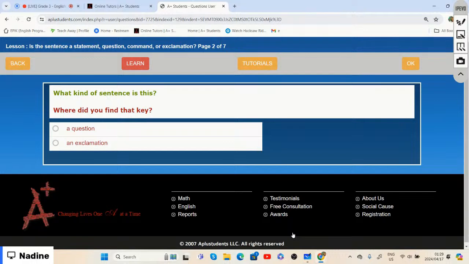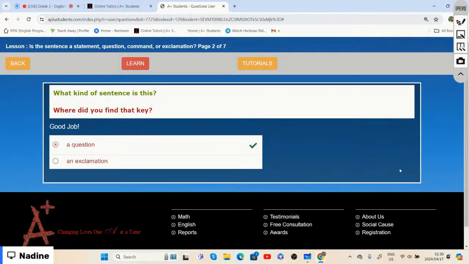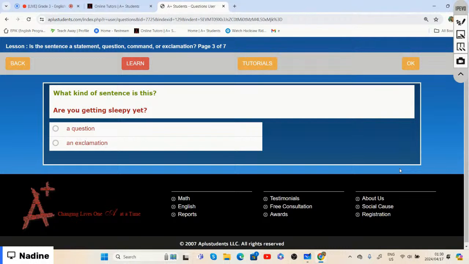Where did you find that key? We need to say what kind of sentence it is. It is a question or an exclamation. All right, and if we choose the correct one, we can say it is a question, right? And it ends with a question mark. So well done. So the first option is correct.